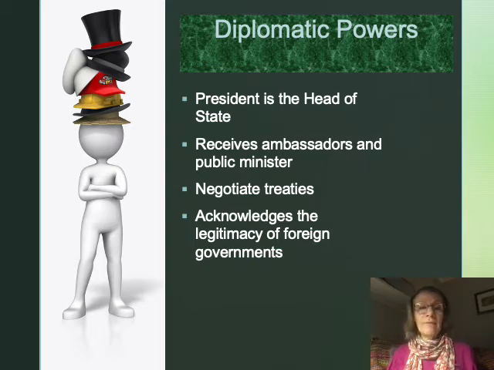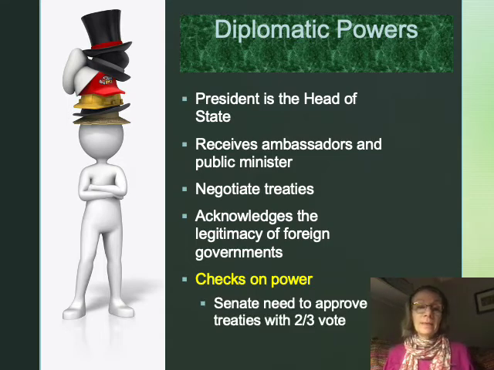One is that if there's a shift of government in a foreign country, it's the president who will acknowledge the legitimacy of a newly formed government. Are there checks on these powers? There are. One of the major checks on the powers is the treaty power.